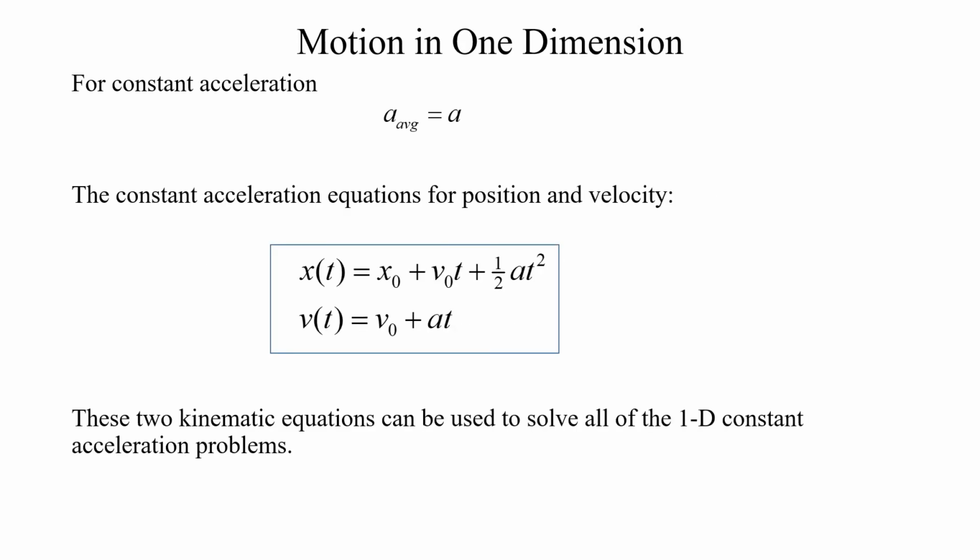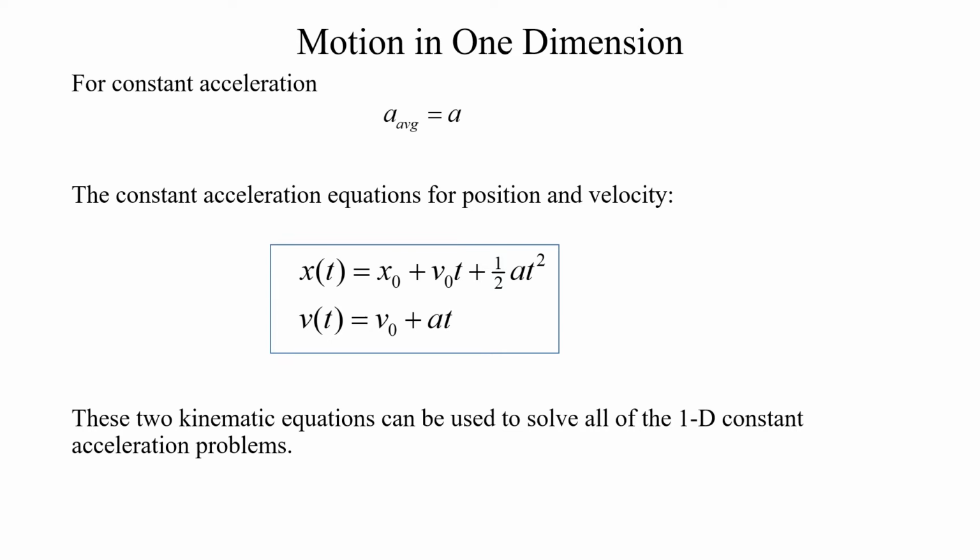All right, so here's our constant acceleration kinematic equations for position and velocity. X as a function of time equals x naught plus v naught t plus 1/2 at squared. V as a function of time equals v naught plus at. So these two kinematic equations can be used to solve all of the one-dimensional motion problems when we have constant acceleration.